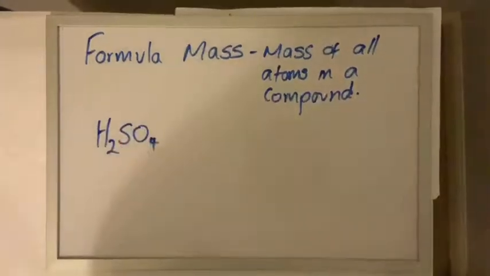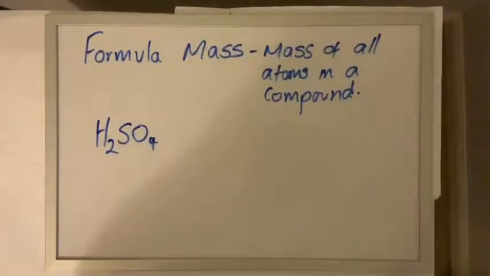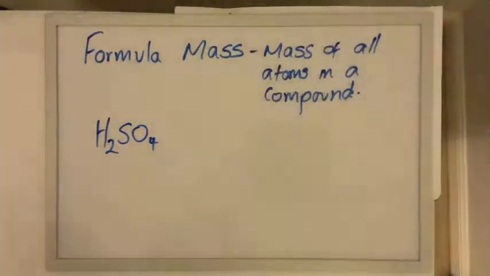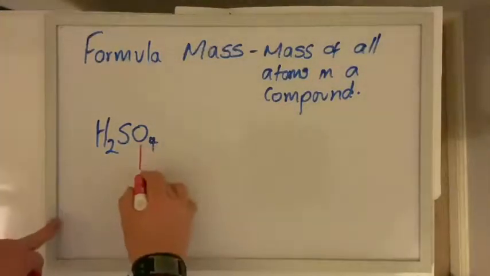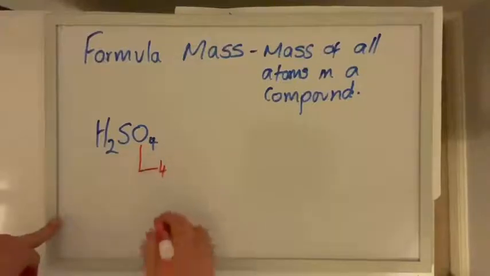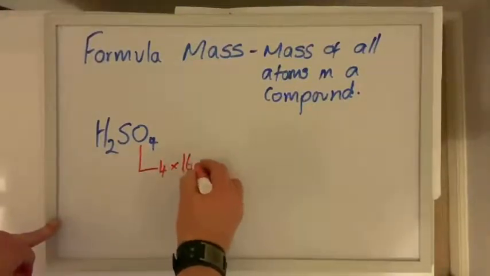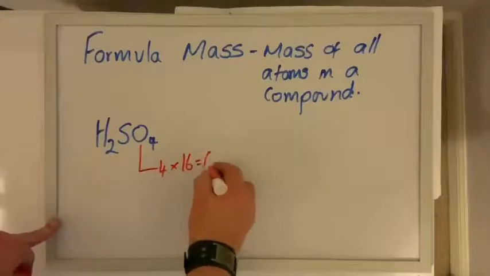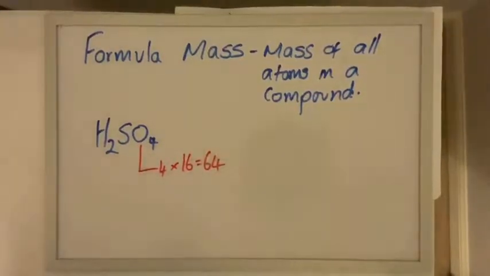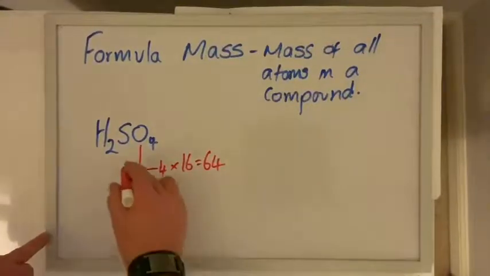To find the mass of sulfuric acid that we have here, we need to add all those atoms that are present together. Again, oxygen. We have 4. We know oxygen has a mass of 16. Therefore, oxygen gives us a mass of 64 present in sulfuric acid.